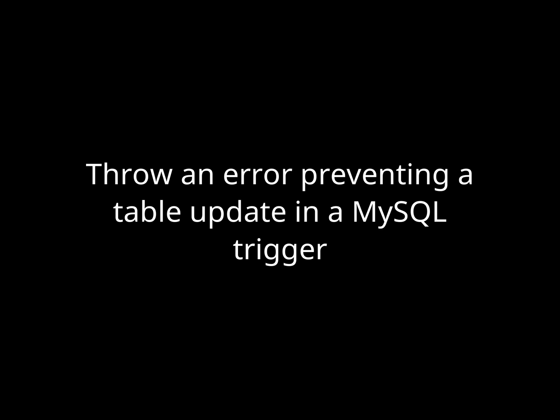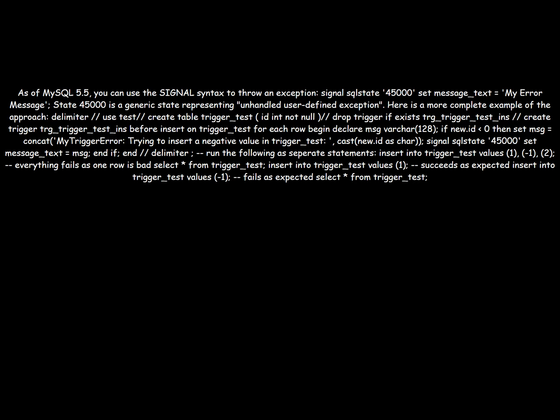Throw an error preventing a table update in a MySQL trigger. If I have a trigger before the update on a table, how can I throw an error that prevents the update on that table? As of MySQL 5.5, you can use the SIGNAL syntax to throw an exception. SIGNAL SQLSTATE '45000' SET MESSAGE_TEXT = 'my error message'. State 45000 is a generic state representing an unhandled user-defined exception.